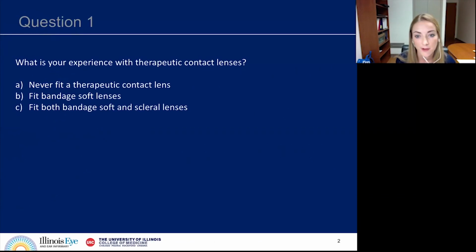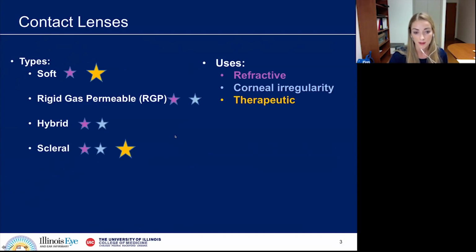Okay, so varied experiences. Most people have had some experience with soft lenses. We'll go over everything today. There are various different types of contact lenses, soft being the most common lens. These are mostly used for refractive purposes, but they can also be used for cosmesis if we need a tinted lens for a patient with significant light sensitivity, and for therapeutic reasons as well.